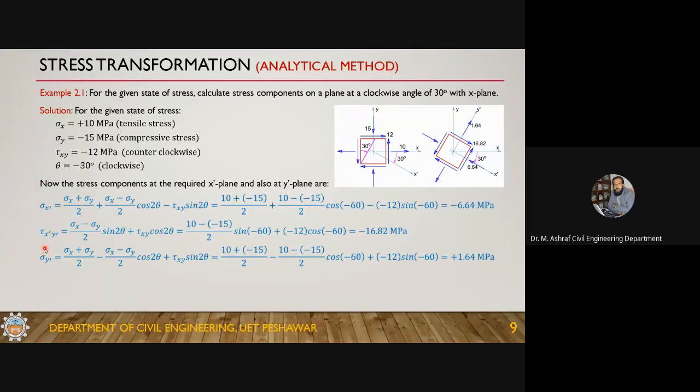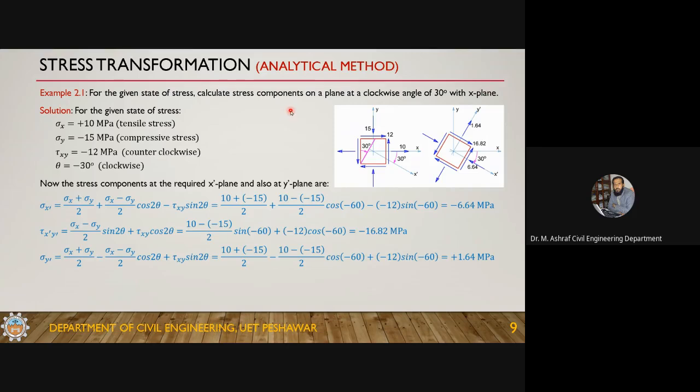Similarly, tau x prime y prime, the shear stress on this inclined plane, is equal to minus sigma x minus sigma y by 2 sine of 2 theta plus tau xy cos 2 theta. Plug in the values: 10 minus minus 15 by 2 sine minus 60 plus minus 12 cos minus 60. It results in minus 16.82, meaning that it is negative and producing a counterclockwise effect. This completes our calculation. These are the stress components required on the plane.